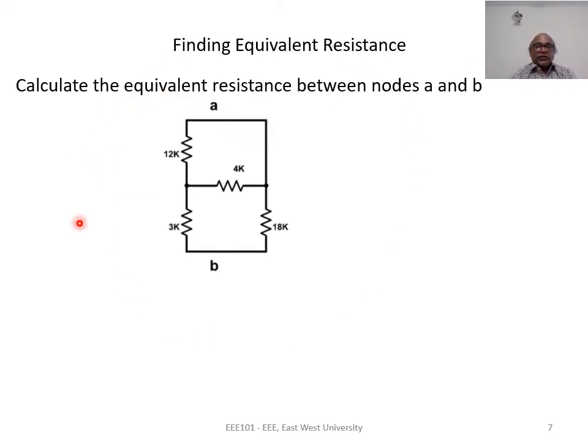In this circuit, we want to find the equivalent resistance between node A and node B. Here we see the resistance units are K. K stands for kilo ohms. Okay, the first step always in finding equivalent resistance is to identify the nodes. How many nodes are there? We have the bottom node, which is B. Here we have another node, and node A is extended all the way from the 12K resistance to the junction of 4K and 18K. This whole thing is node A.